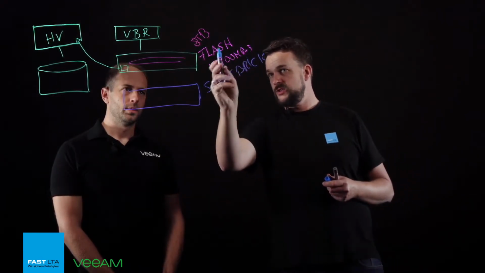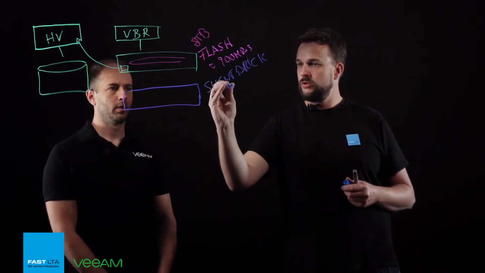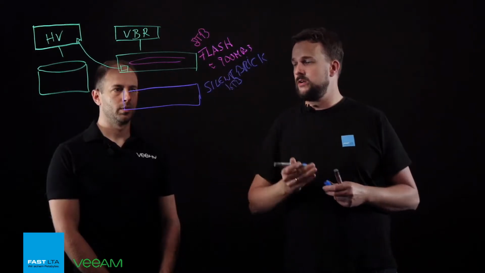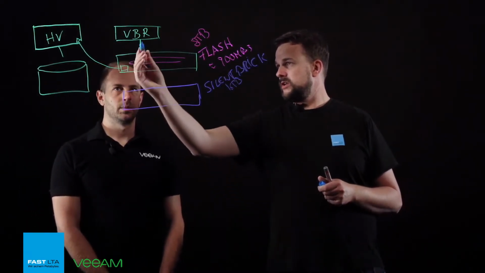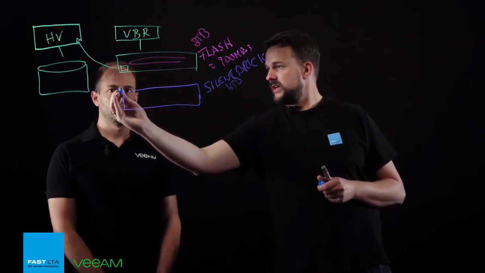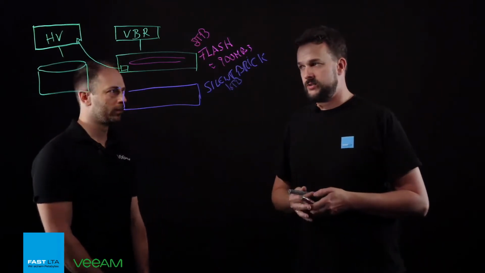This one, by the way, is the silent brick flash. This is the silent brick. It comes with a volume of up to 16 terabytes. And here we can run a backup copy job directly from Veeam to copy the data to a second location or to a second device.